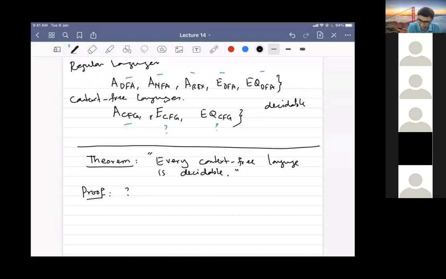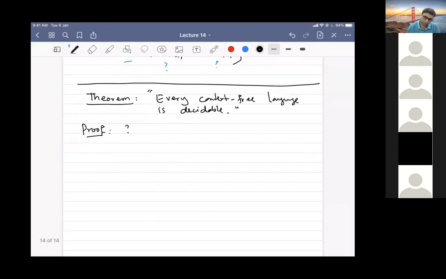So the theorem is that every context-free language is decidable. Can you prove it? Sir, kind of prove the, for example, if you can make a PDA for the CFL and then simulate it and then accept every string that is being accepted by the PDA and then reject every string that is being rejected. Yeah, this is one possible proof.